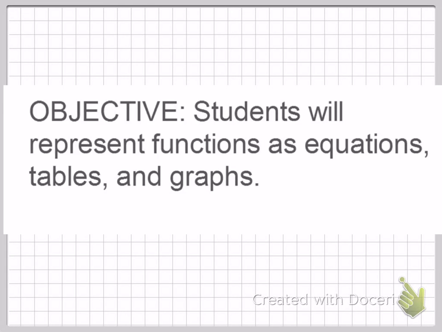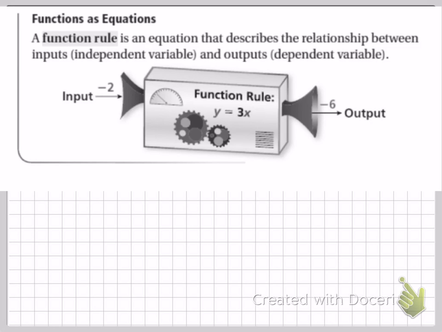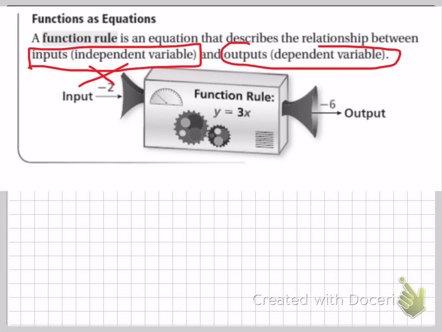Today I'm going to show you how to represent functions as equations, tables, and graphs. So a function rule is an equation that describes the relationship between the inputs. Remember, your inputs are your x values, and it's the independent variable. And our outputs are the y values, or our dependent variable. The output depends on the x value. So what you put in, you will get out.